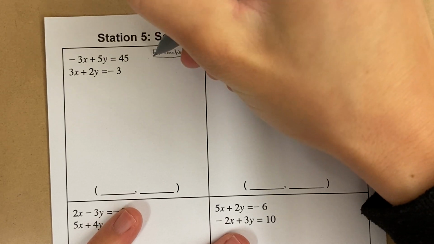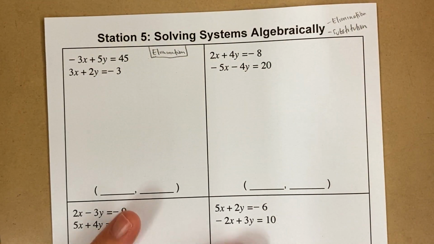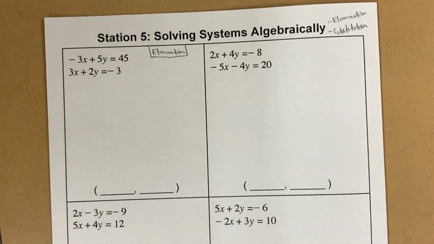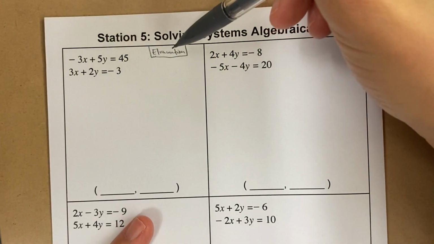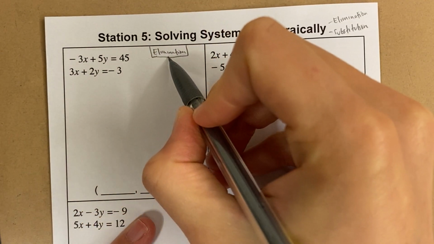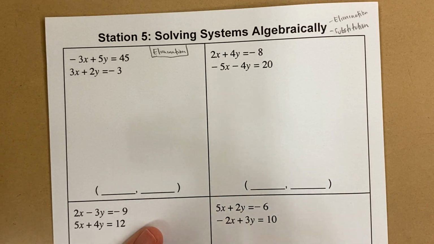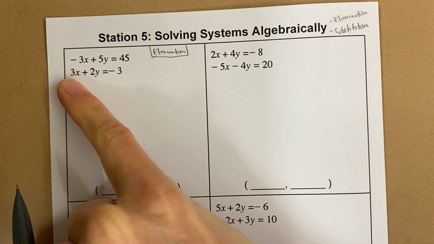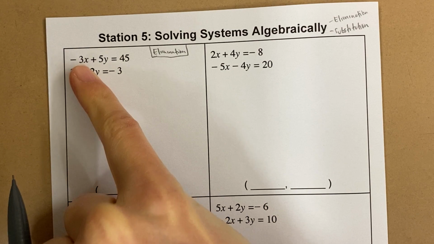because it's really important that when you see a system, you're able to decide what to use. In this case, elimination is the better option. And in fact, this is a perfect system for elimination because look what I notice. There's a 3x right here and a negative 3x sitting right above it.